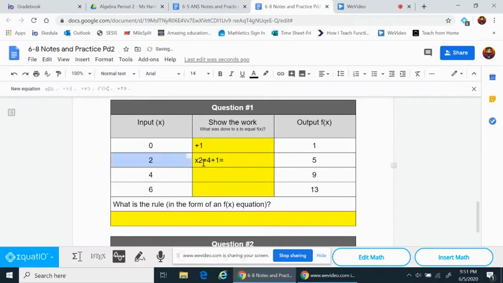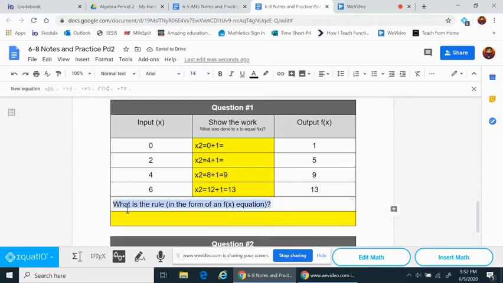Now, if it works here, we have to make sure it works everywhere. So let's go back to the 0 and the 1. We have 0 times 2, which would equal 0, plus 1 would equal 1. So it works there. Now I have to try one more time, or 2 more times, I like. So 4 times 2 equals 8, plus 1 equals 9. So far, so good. We always want to check the entire table, though. So 6 times 2 equals 12, plus 1 equals 13. That means we found the rule.